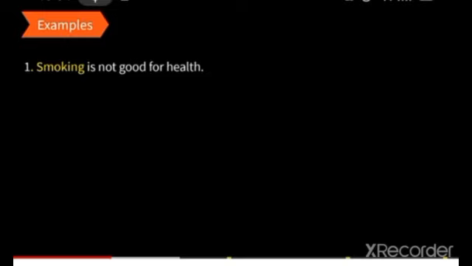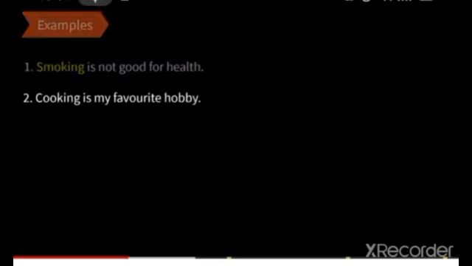This is a noun of that thing which is not good for health. What is not good for health? Of course, smoking. This is the subject of the sentence. Here, smoking is the ing form of verb and it is a subject of the sentence. Here, this ing form of the verb is called gerund. Smoking is gerund in this sentence.